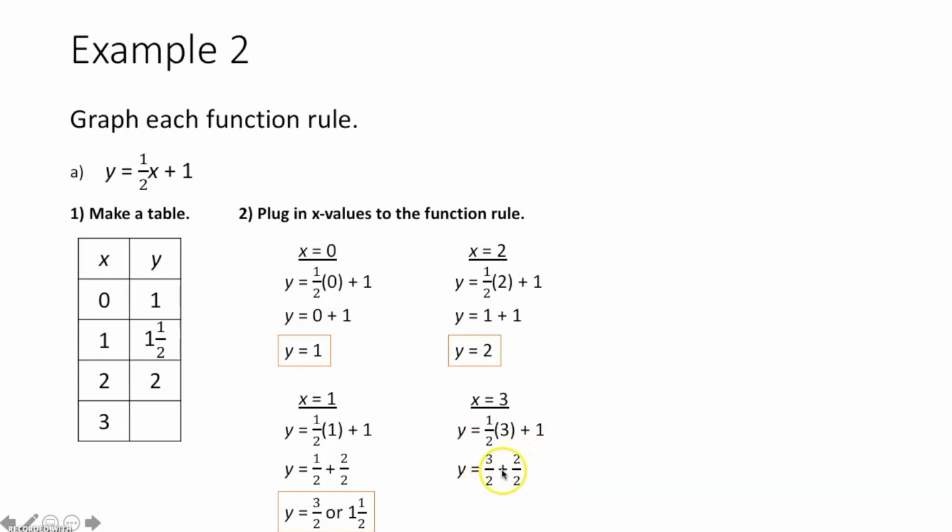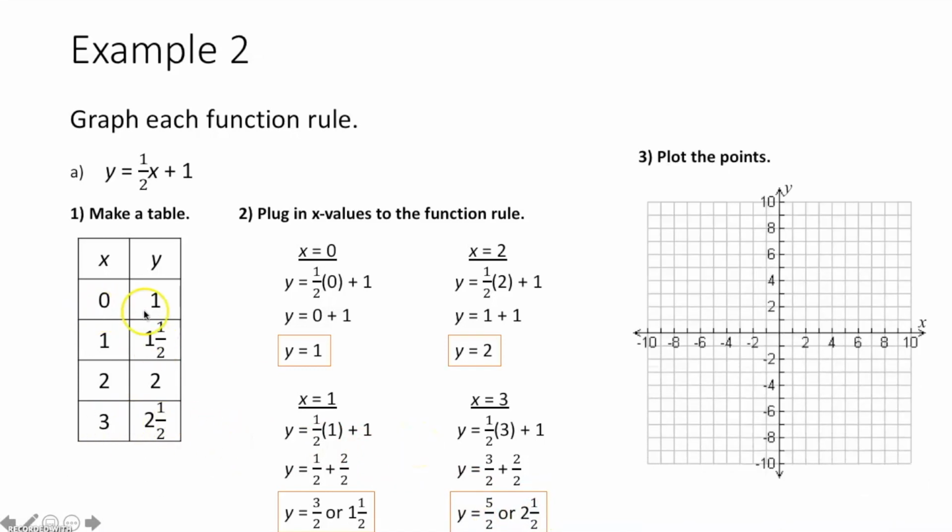That way I can actually add these together. And I end up getting 5 halves, or 2.5. So 2.5. I then plug in for my t-table right here next to 3. So I can graph these ordered pairs now.